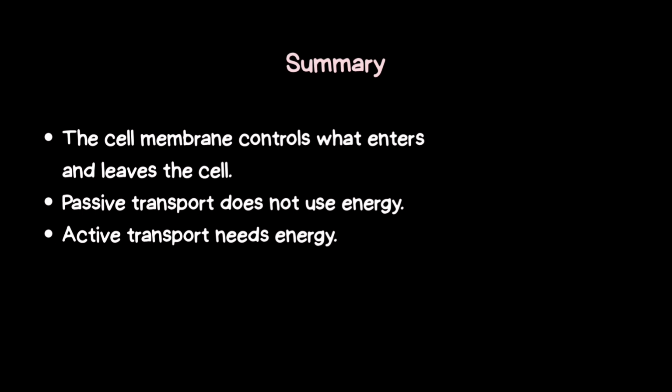In summary, the cell membrane controls what enters and leaves the cell. Passive transport does not use energy, meanwhile, active transport needs energy. All these processes happen in all cells: human, animal, plant, protists, and single-celled organisms like amoeba, yeast, and mushrooms, helping all living cells stay balanced, healthy, and alive. And that is how transport across the cell membrane works.